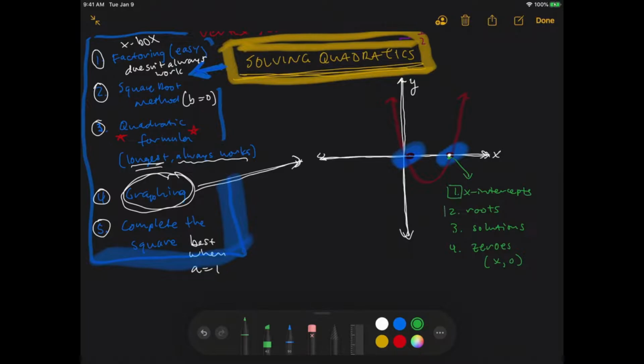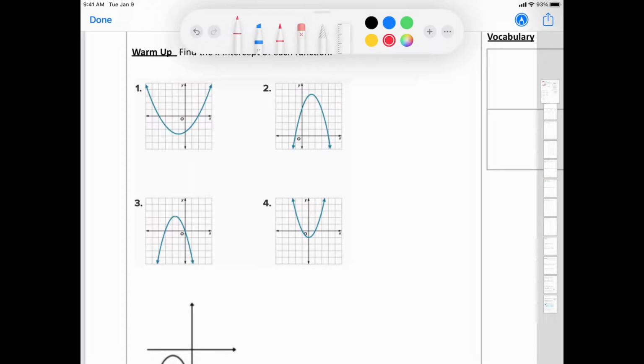We also call these roots. Third, they also call these solutions. Again, we're talking about just those points right there. And the last one is they also call these zeros, because it's an ordered pair. The x-coordinate is some kind of number, and then the y-coordinate is a 0. So the big idea, the visual, is that you're just finding these points right there.